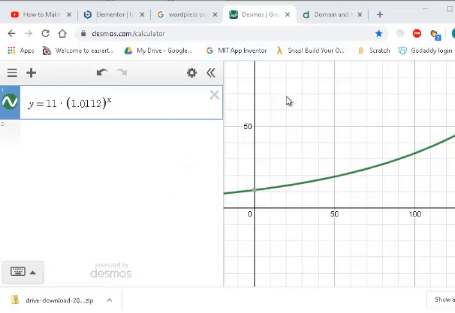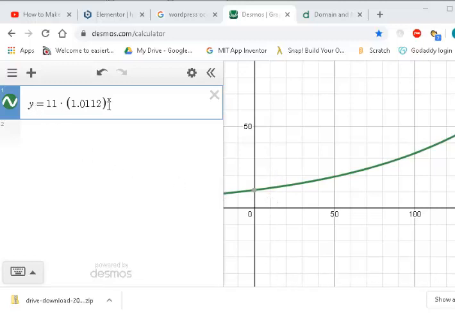In this part, I'm plotting 11 times 1.0112 exponent x. I use 11 instead of 11 million with this assumption that whatever y value you see here is multiplied by a million. For instance, this one represents really 50 million, not 50. It is much easier to fit the graph on the display here.